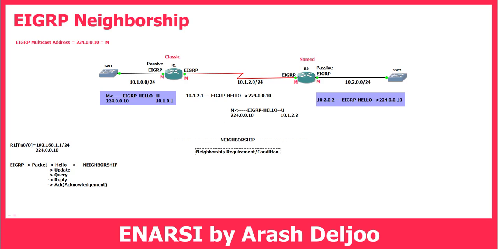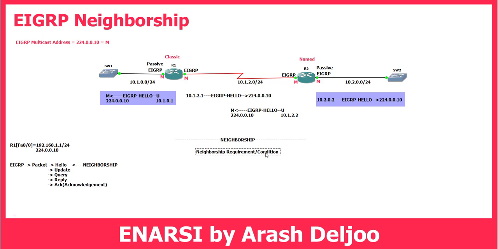For example, we don't receive the routing update from R2 in router 1. Why? Because we don't have neighborship. And what is the reason for the neighborship problem? Here in the neighborship requirements you can find it. Okay, let me talk about the neighborship requirements in EIGRP.